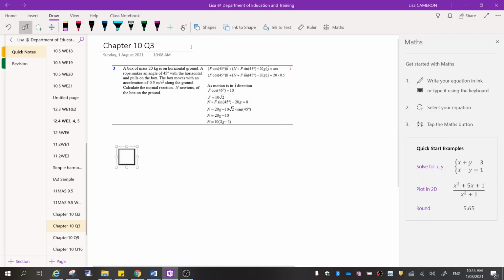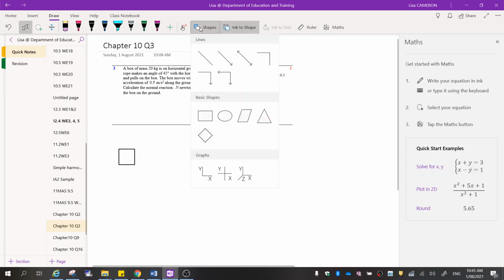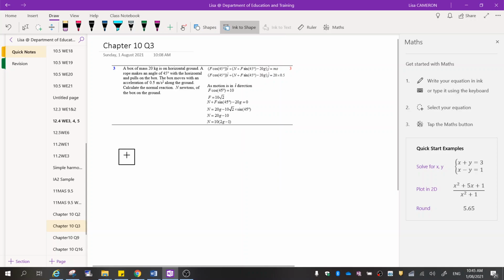Okay, there's my box. Now we're going to start putting some forces in there. So there's my normal force. There's my weight force. And it tells us as well that there is a rope that connects going up here at 45 degrees. So there's all the information that I've currently got. Now I can start putting my numbers on my picture.